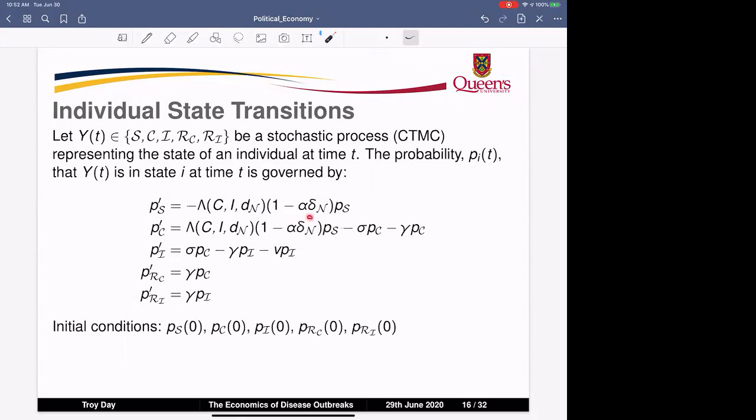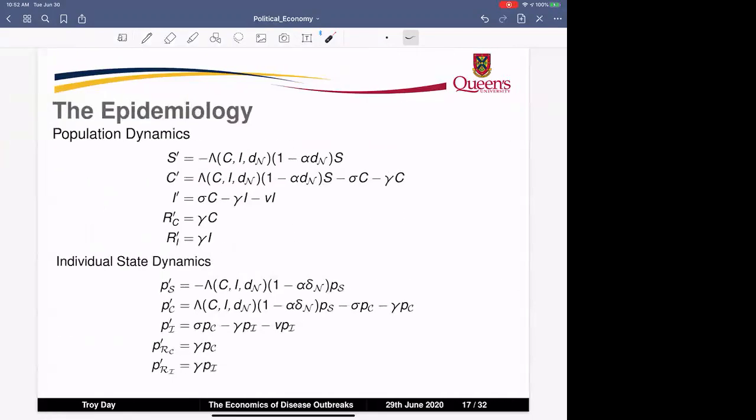Yes, the other thing I didn't stress, but I should have, is that this decision of distancing here, delta, is a function of time. So I can make that decision differently at any point in time over the outbreak. And that's the question, how should I do that? Okay, so here's the pair of systems of equations, if you like, the population dynamics and the individual state dynamics, again, coupled to one another through this force of infection lambda here.